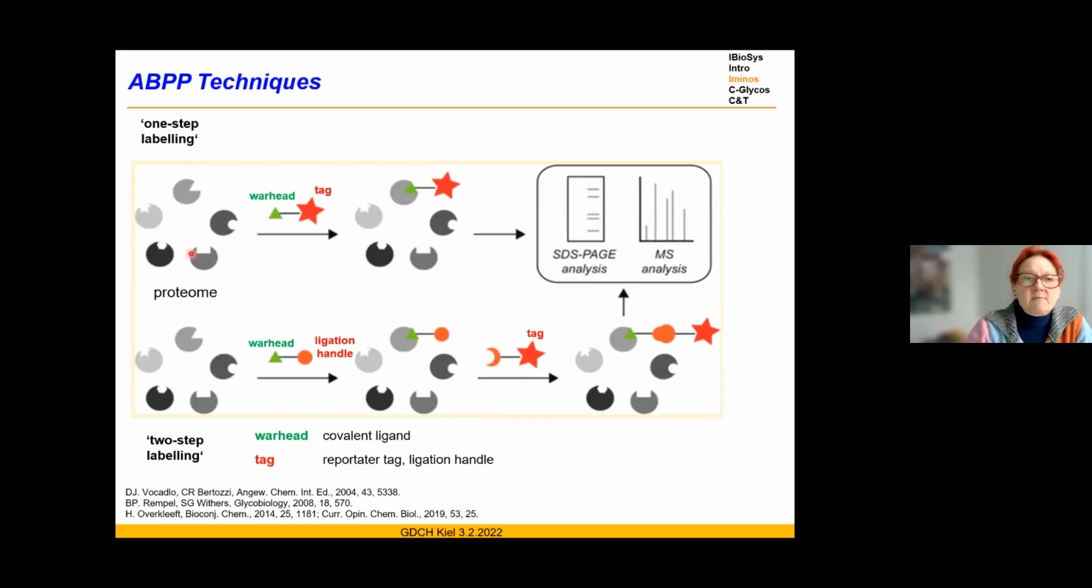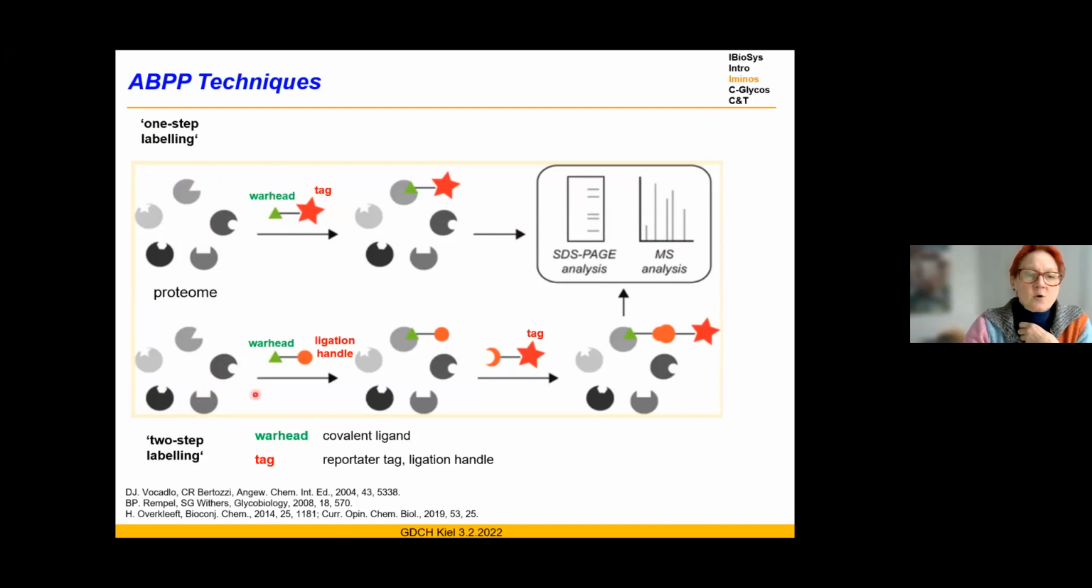So typically, when we want to investigate a proteome, here in one specific enzyme, we have a probe, and the probe consists of two very important parts. One is the warhead. The warhead is a specific ligand for the protein of interest and also contains an electrophile, which allows covalent binding to the active site of the protein of interest. And then we have a tag, a fluorescent dye or enrichment tag for visualization and quantification, typically done by MS or SDS-PAGE.